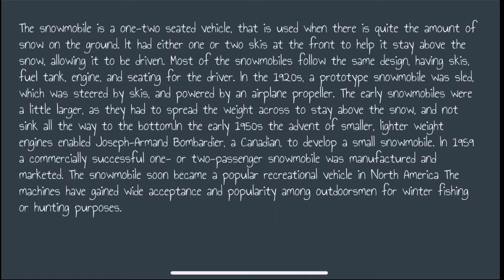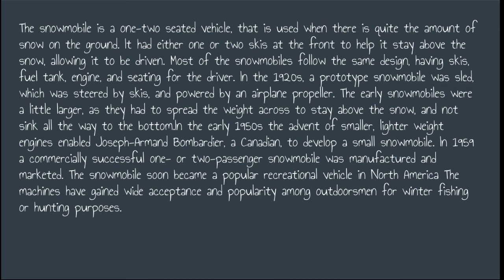The snowmobile. The snowmobile is a one- or two-seated vehicle that is used when there is quite a bit of snow on the ground. It had either one or two skis at the front to help it stay above the snow, allowing it to be driven. Most snowmobiles followed the same design, having skis, fuel tank, engine and seating for the driver. In the 1920s, a prototype snowmobile was a sled steered by skis and powered by an airplane propeller.